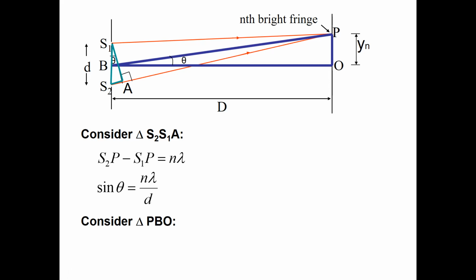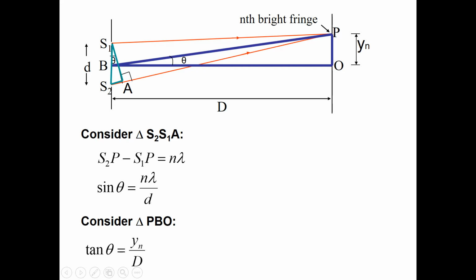Then we're going to consider another triangle. This triangle here is PBO. P is the spot where you have the nth order bright fringe. B is a point in the middle of S1 and S2. And O is the point on the screen that is the same distance from S1 and S2. Then this angle PBO is approximately theta. These two angles are approximately the same because the angles are small.